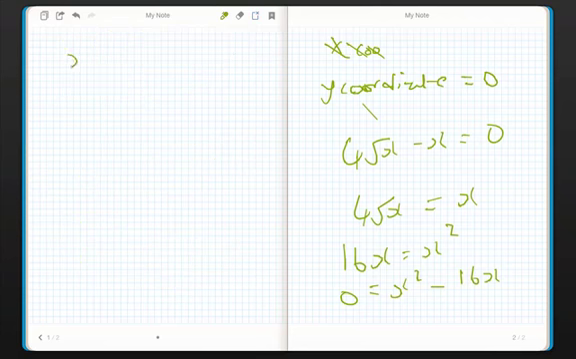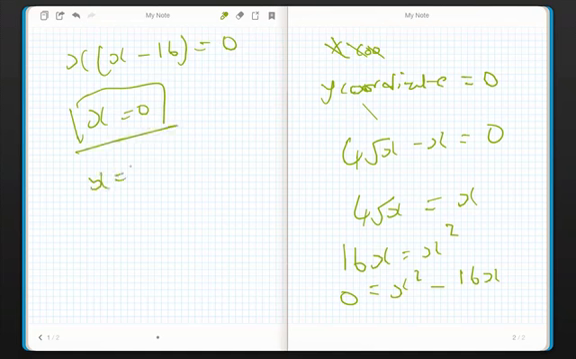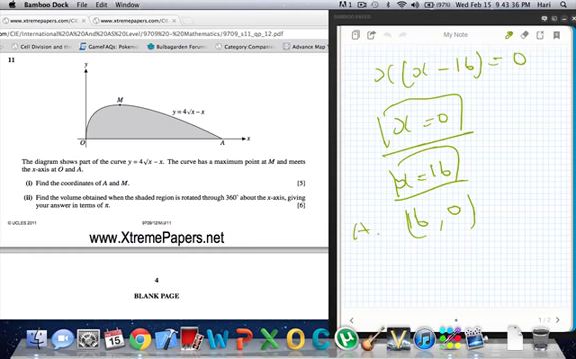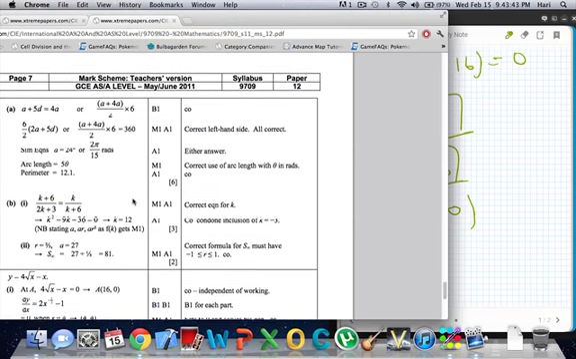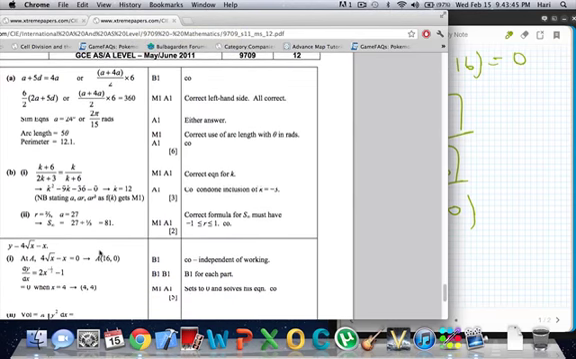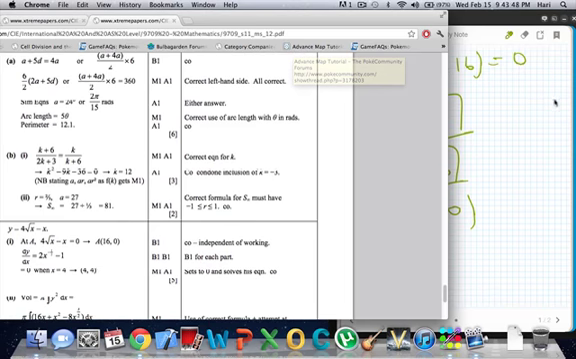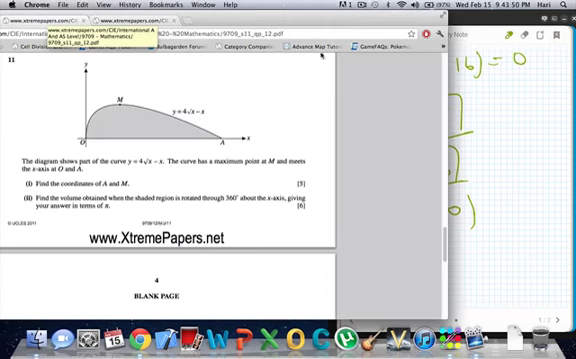How do we solve this now? We take x common. x minus 16 is equal to 0. So x can equal 0, that's the origin, or x can equal 16, that's point A. So point A is 16 comma 0. Now let's check if both the answers are right. M was 4 comma 4. So 16 comma 0 and 4 comma 4. They're both right. So let's move on to the next part of the question.